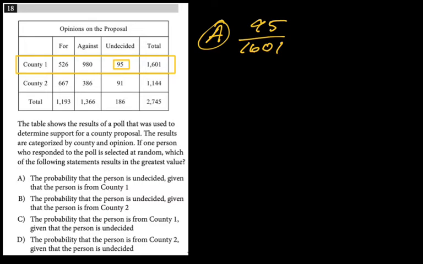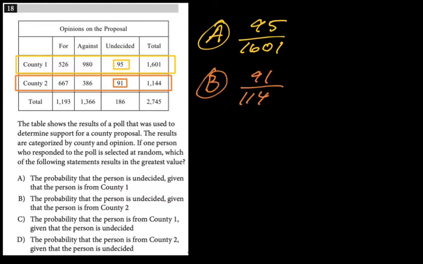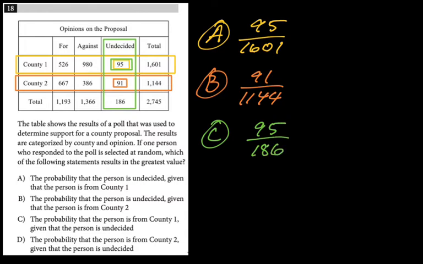The probability that the person is undecided given the person is from county 2. So county 2 is here. Undecided, 91. County 2 has 1,144. And again, you have to do all of them. I know it's inconvenient, but what are you going to do? Option C, the probability the person is from county 1, given that the person is undecided. So now we're going with the undecided column, and we want to know the person is from county 1. How many people in this column are from county 1? 95. So that's going to be 95 out of the total 186 undecideds.